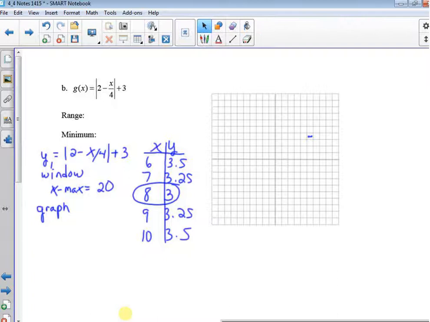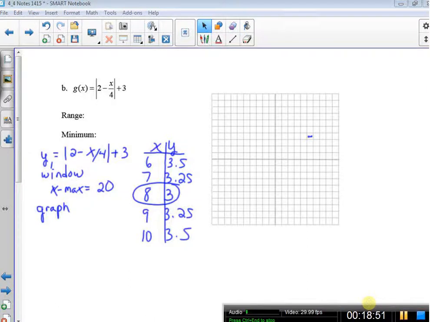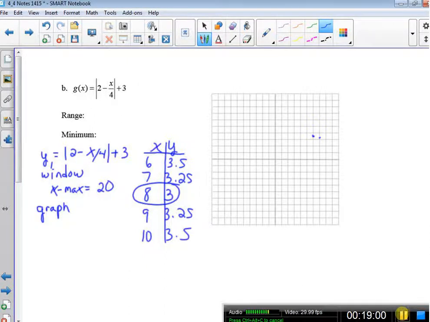Oh, my orientation's off. I'm going to pause for a second here. Okay, we're back. 6 3.5, 7 3.25, and 8 3, and 9 3.25, and 10 3.5. So it's a wider absolute value, but still a V.